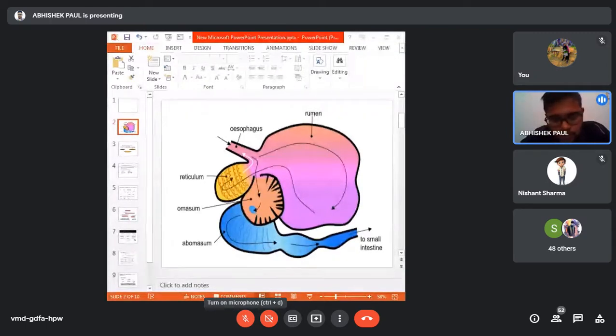So today, whether the slides are coming or not? Okay, it is coming. So this is the picture which is showing the anatomical structure of the ruminant stomach.